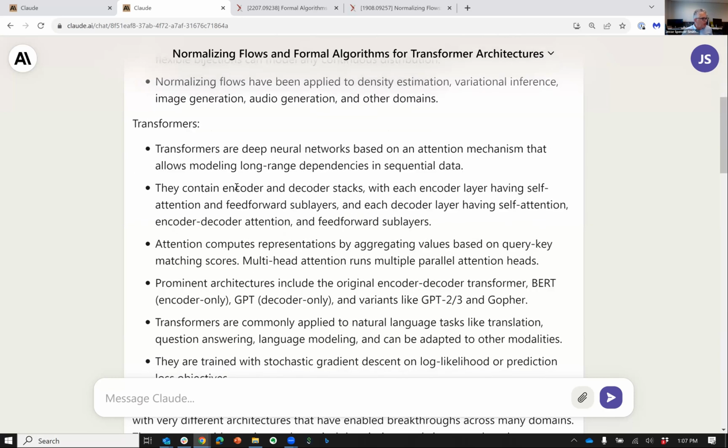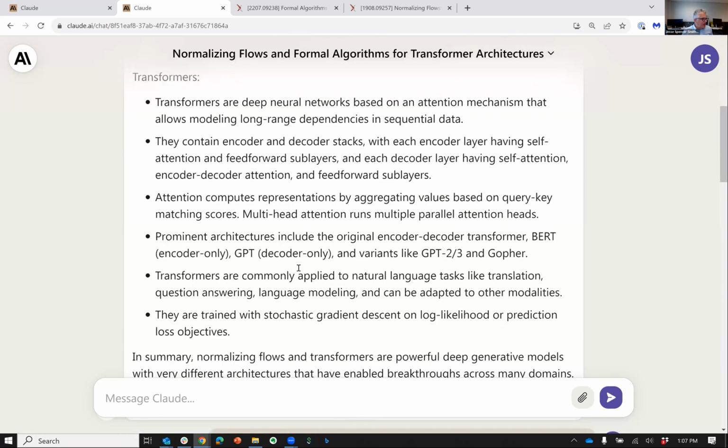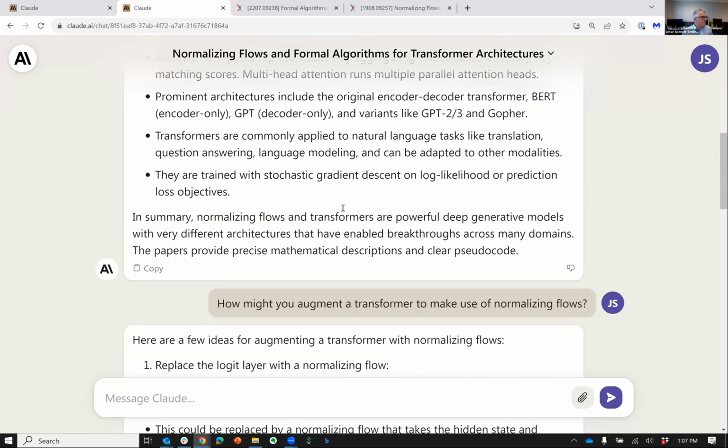Transformers, deep neural networks. Yes, yes, yes. It got this right. Attention computes representations. Yes. Really good summary. So, in summary, normalizing flows and transformers are powerful deep generative models with very different architectures that have enabled breakthroughs across many domains. Cool beans.